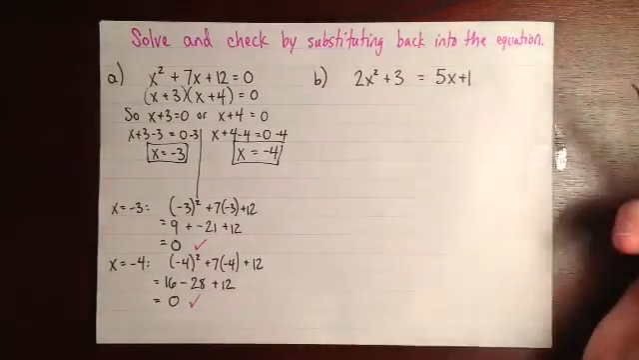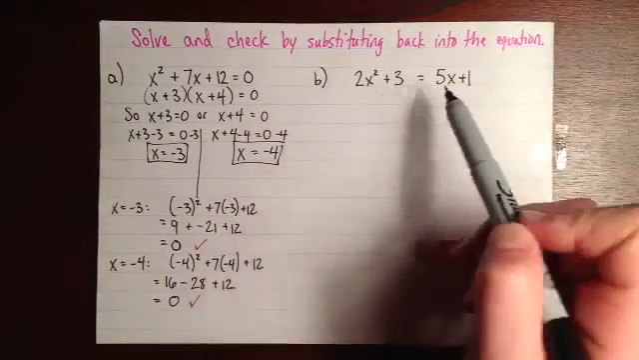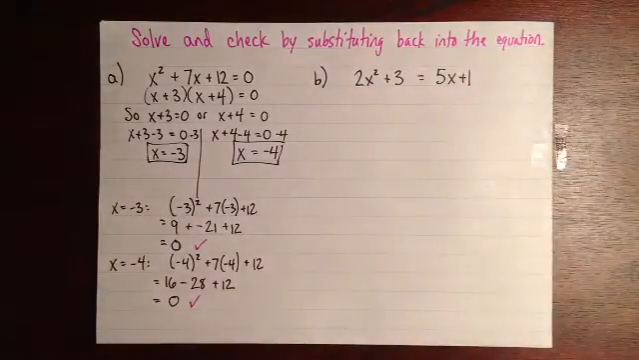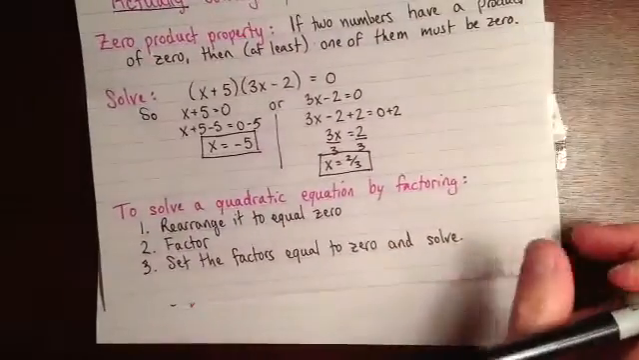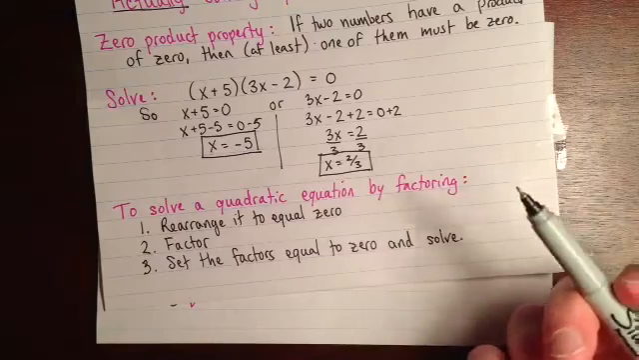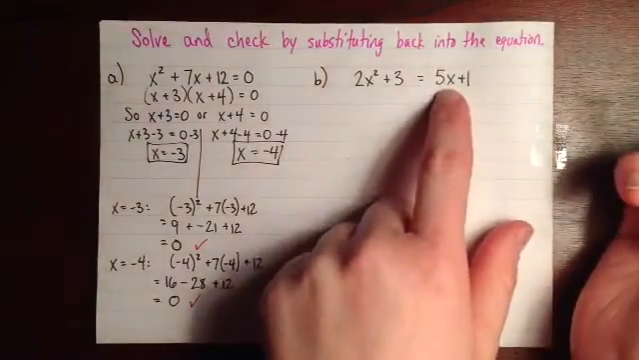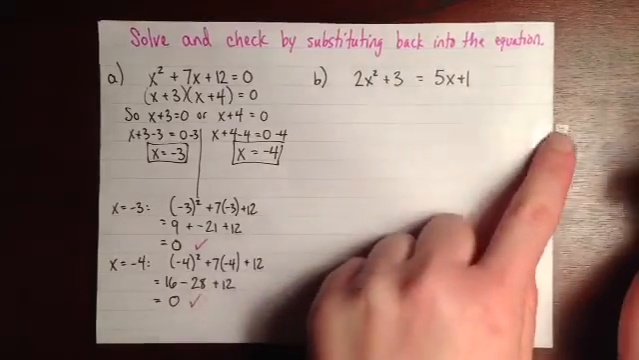Okay, so here's a slightly more difficult one over here. We have to solve this equation. 2x squared plus 3 equals 5x plus 1. So back to my handy list of steps. The first step is to rearrange it to equal 0, because otherwise factoring doesn't mean anything. So I'll do that. I'll subtract 5x and subtract 1 from both sides.